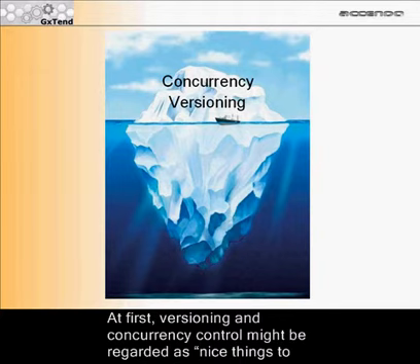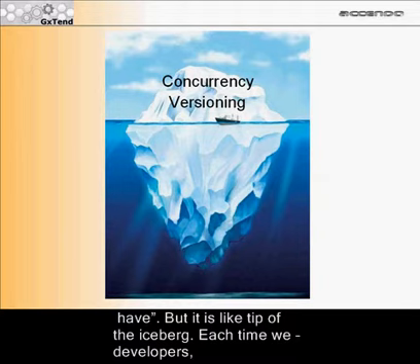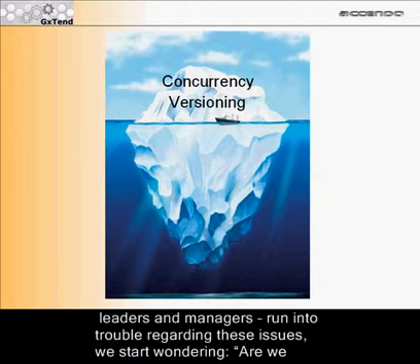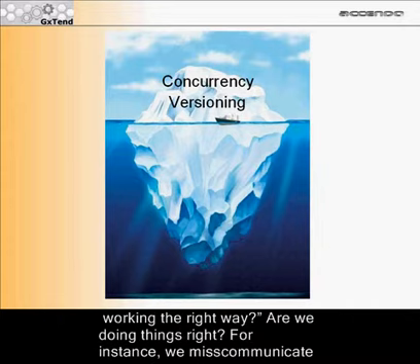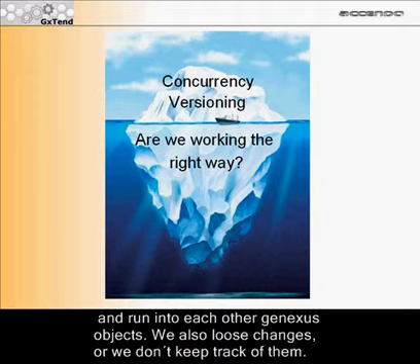At first, versioning and concurrency control might be regarded as nice things to have, but it is like the tip of the iceberg. Each time we, developers, leaders, and managers, run into trouble regarding these issues, we start wondering, are we working the right way? Are we doing things right?